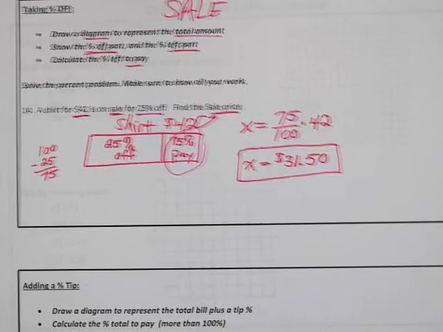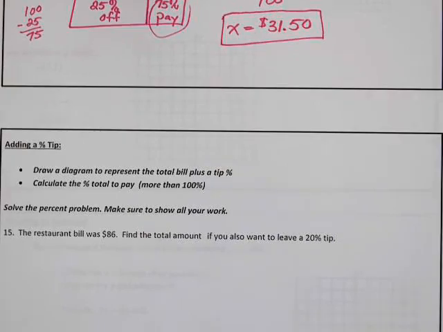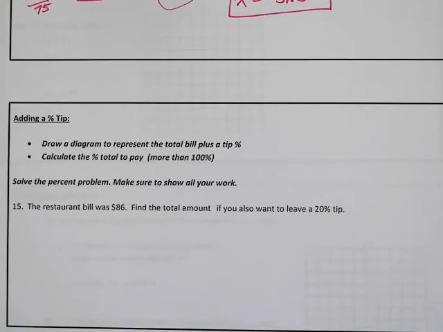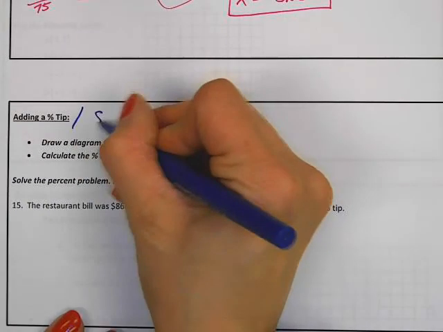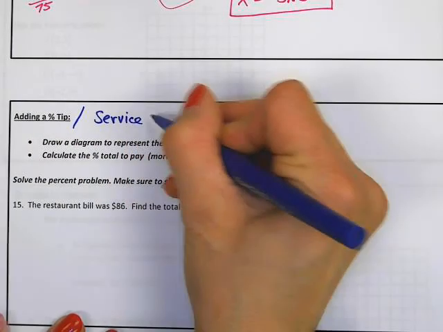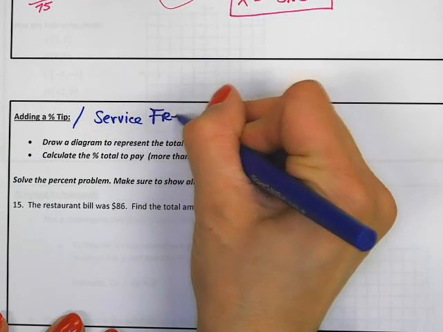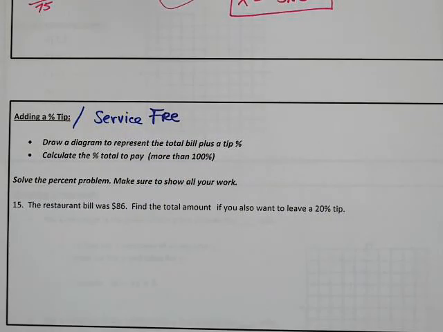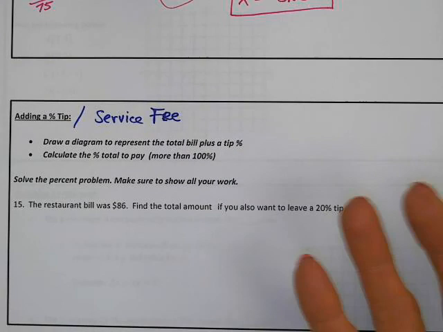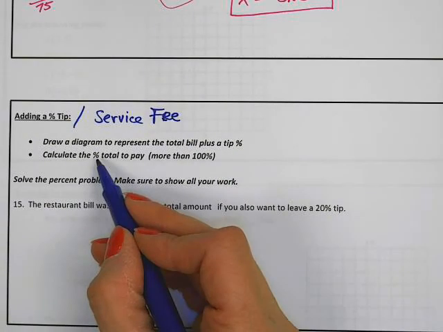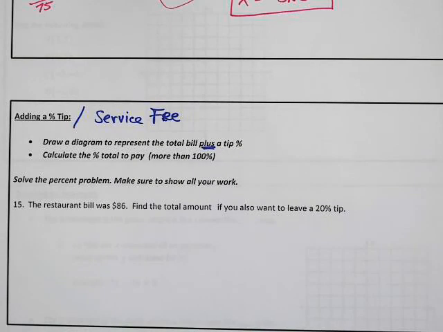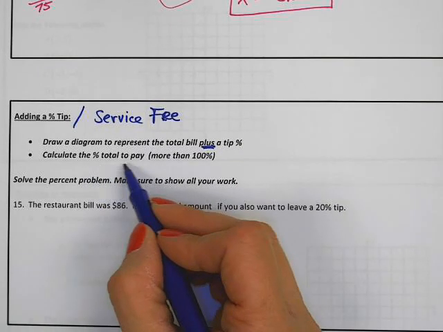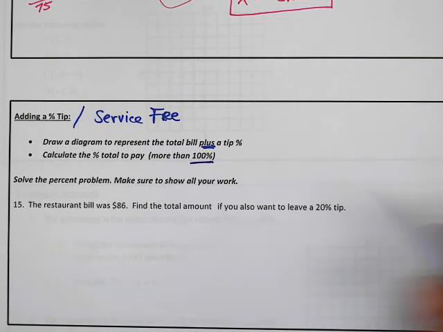With percents, we also did it the other way, where the price went up. For example, adding on a tip, or maybe there's like a service charge or a service fee, something like that. So there might be something where you have to pay a little extra. So you have to draw a diagram for the bill plus a tip, and then you have to calculate the total that you're going to pay, and it's more than 100. Because you're going to add on a nice tip for the worker.